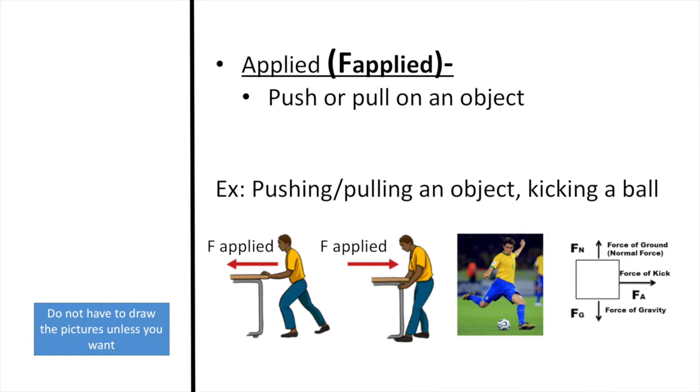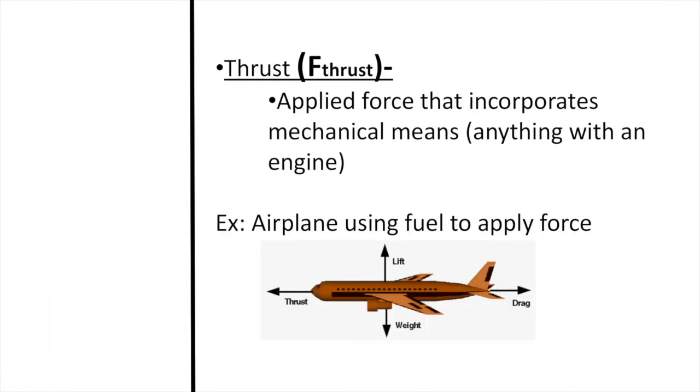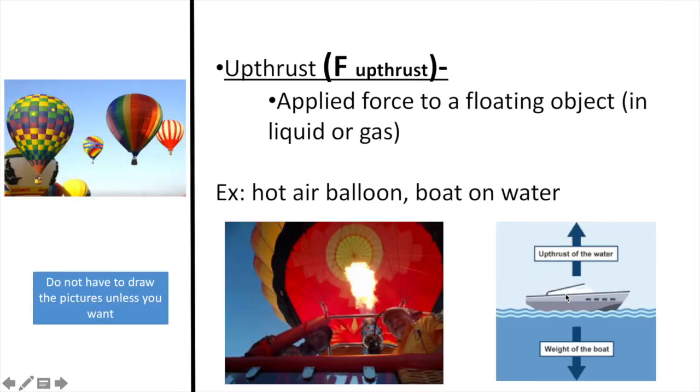Applied force is any push or pull on an object, for example, pushing a table or pulling a table. The direction that the force is being applied is the direction of that vector. If you were to kick a ball, the applied force is in the direction of your kick. Thrust is an applied force, and it incorporates mechanical means. Anything that has an engine is going to give thrust. For example, here we have an airplane that is using fuel in order to propel that plane forward.